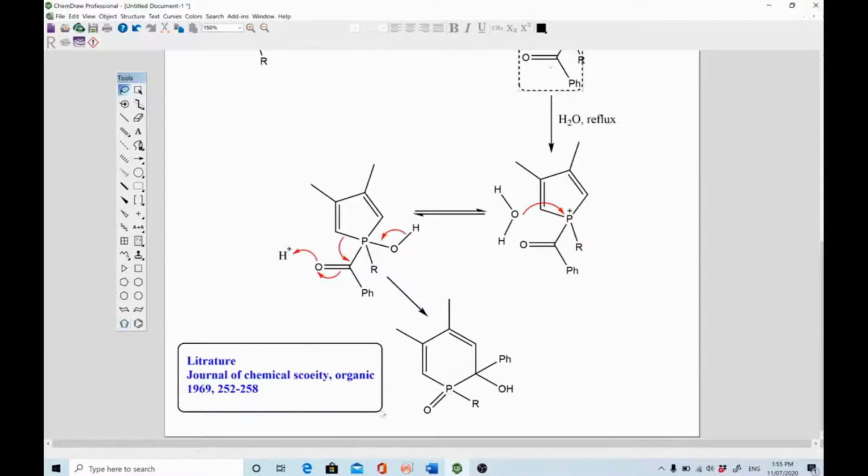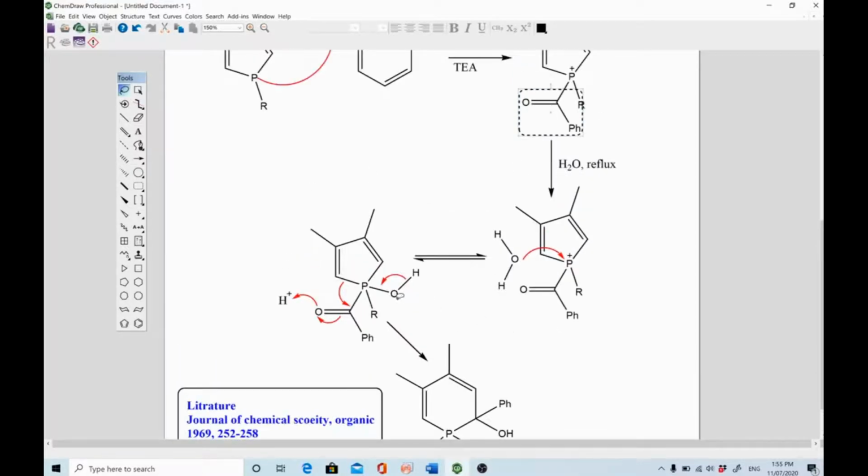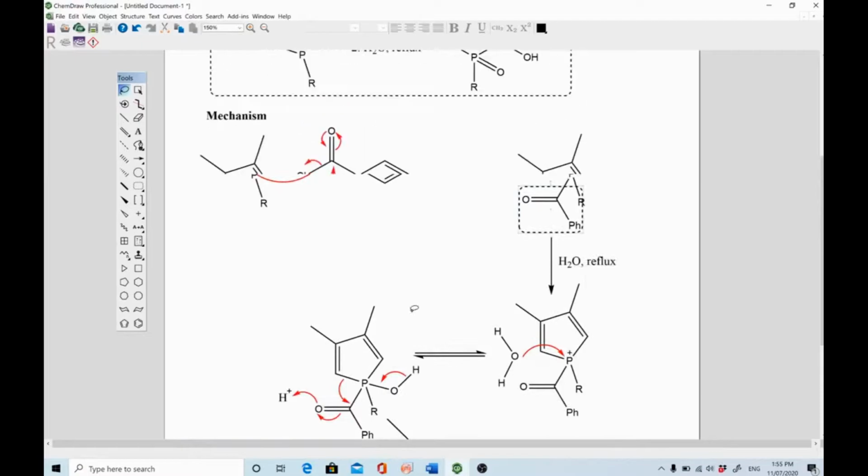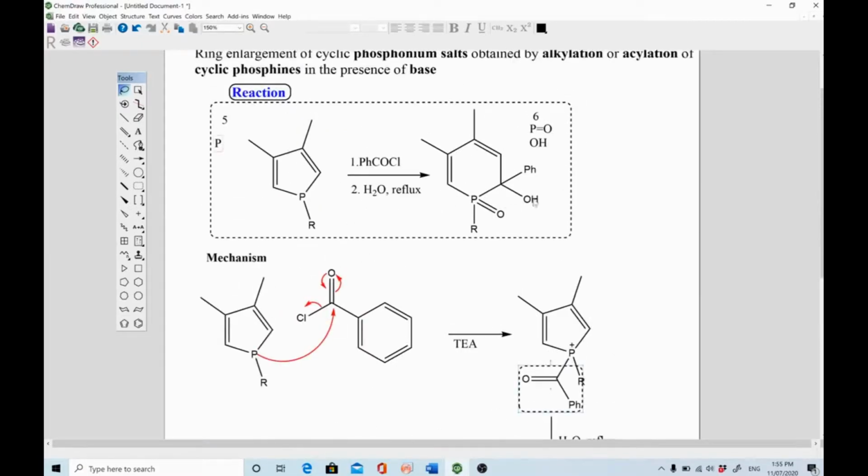I have little space left on this page, so I have cited one example of this reaction which has been published in Journal of Chemical Society organic section, and it's a very old reaction, and you might not be familiar with this name reaction, but it's a super cool reaction for transformation of a 5-member ring into a 6-member ring, with phosphorus double bond oxygen and insertion of alcohol.